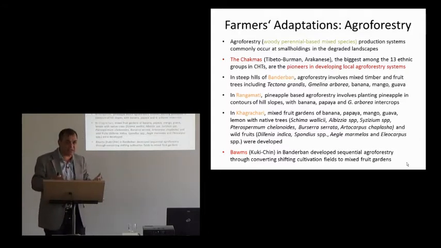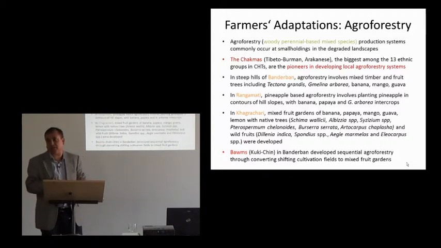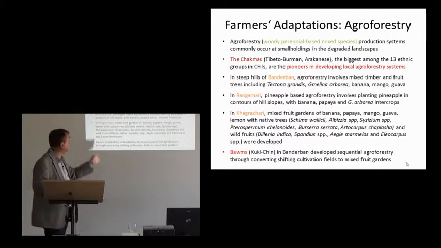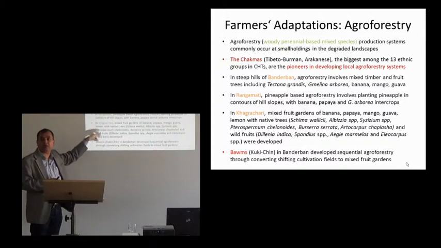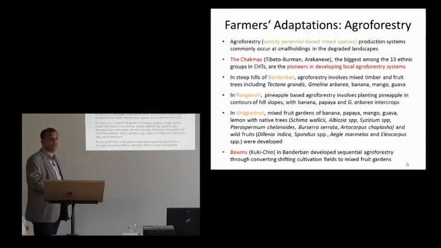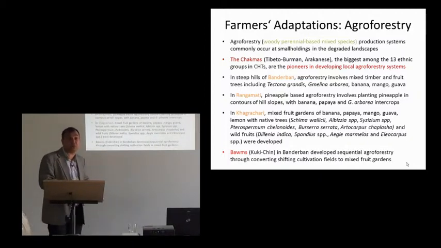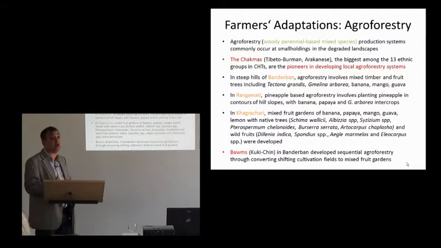Farmers have tried their best to recover the lost biodiversity in the best possible ways at their disposal. I'm not going through all of this, but you can read from here the differences between the agroforestry systems. They have their own traditional knowledge about how to develop agroforestry to rescue the diversity lost from deforestation, or from repeated shifting cultivation farming, because no long fallows can be maintained.